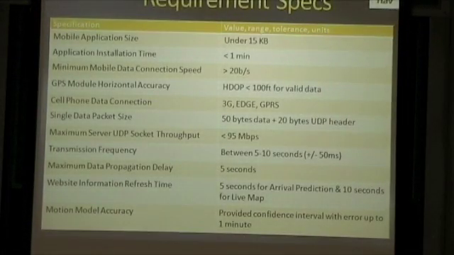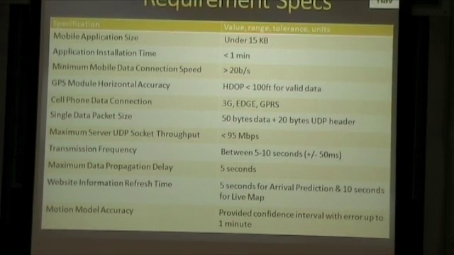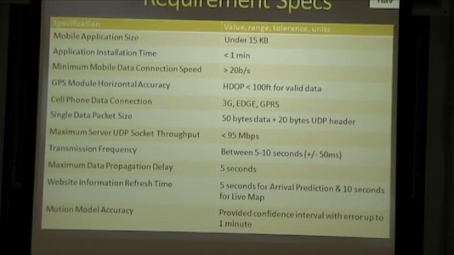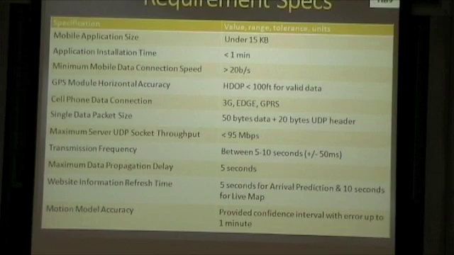The requirements, I'm not going to talk about all of them. Basically, the most important ones are the HDOP has to be less than 100 feet for valid data. The packet size for the data sent from the phone to our server has to be maximum 70 bytes, 50 bytes for the data, 20 bytes for the UDP header. The time between each packet sent from the same phone has to be 5 seconds. And also there has to be a provided confidence interval with error up to 1 minute from our motion model.